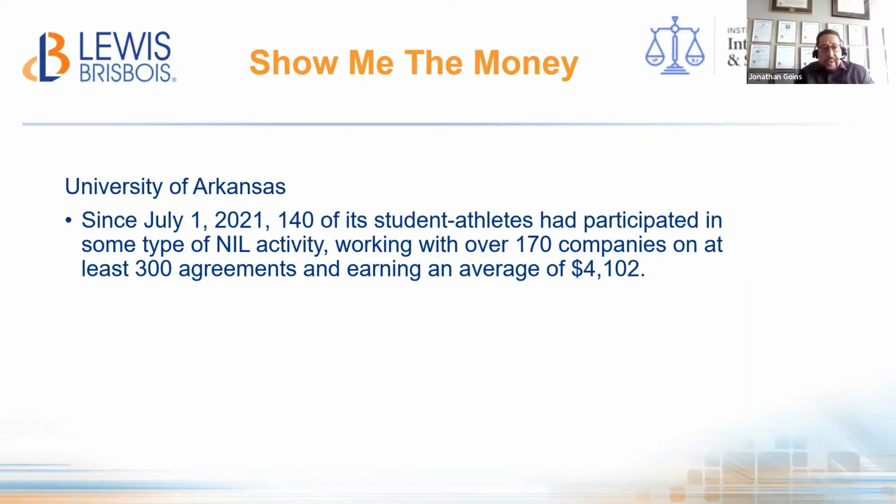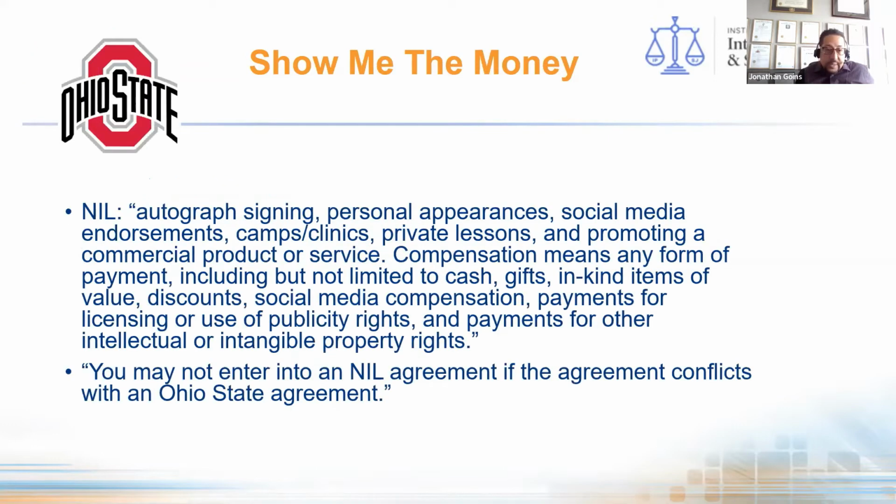I just want to single two universities out real quick, and then I'll turn the floor to Ron. University of Arkansas just released a report that they have been collecting data since July 1st of 2021. They have reported that 140 of its student athletes have participated already in some form of NIL activity, working with over 170 companies on at least 300 agreements, earning an average of just a little more than $4,000. So like I was saying, the majority of the NIL deals are not multi-million-dollar deals or even six-figure deals for that matter. They're small. So that's something to be seen going forward.